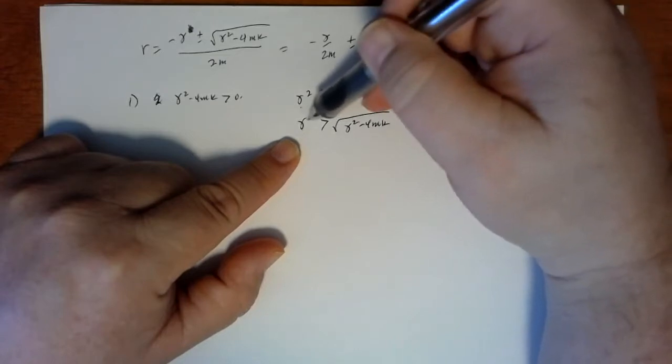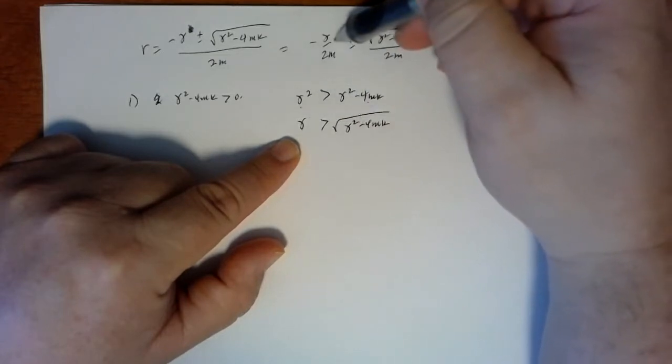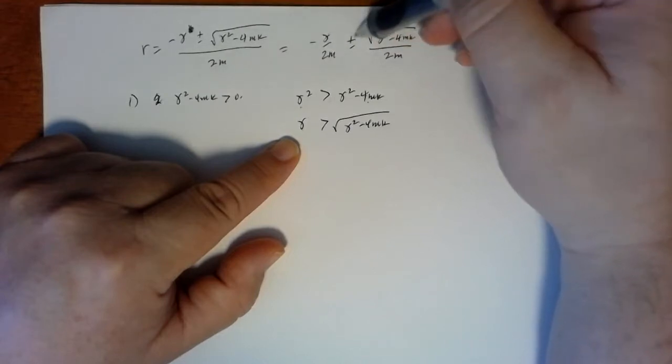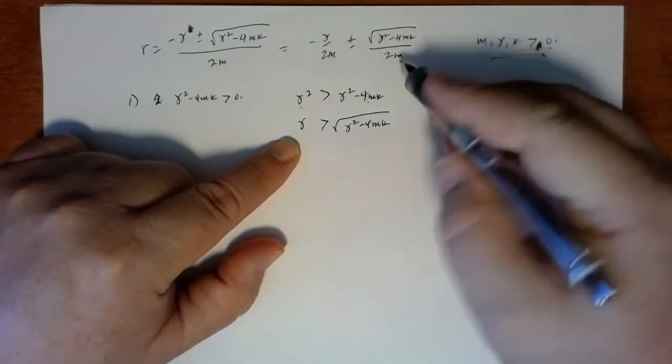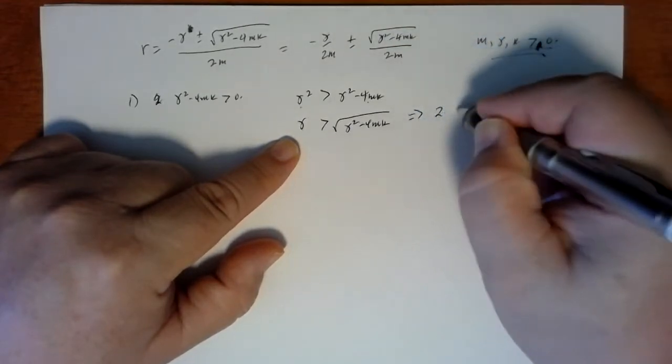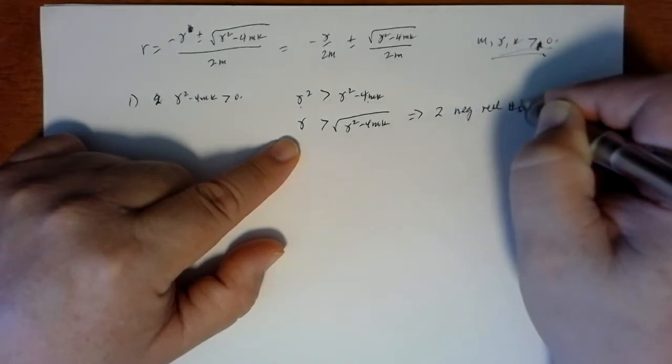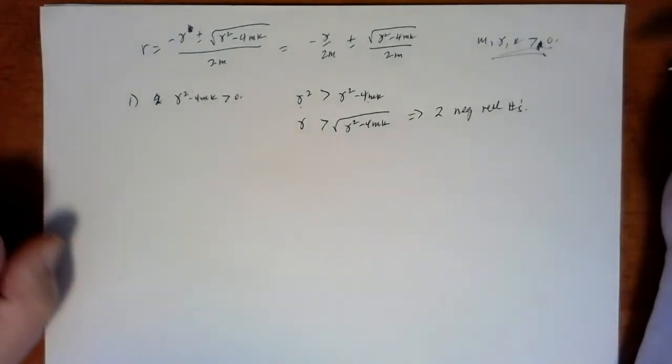Do you see here that because gamma is going to be bigger than this, what's going to happen when I take minus gamma plus or minus this quantity? I'm going to get two negative real numbers when I compute this quantity.